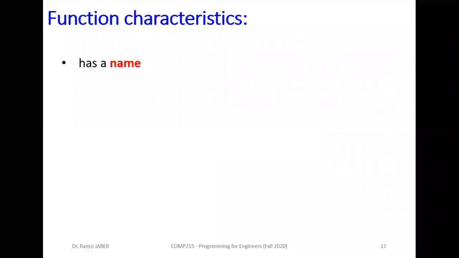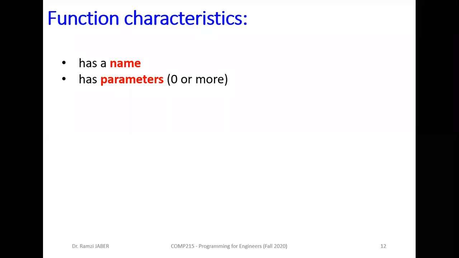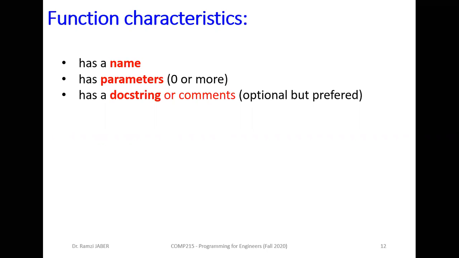Okay, let's begin functions. Function characteristics. It has a name, has parameters or arguments, 0 or more, has a doc string or comments, optional but preferred, has a body, returns something. These are the characteristics of any function: name, parameters optional, comments or doc strings optional, body obligatory, returns something. Okay?